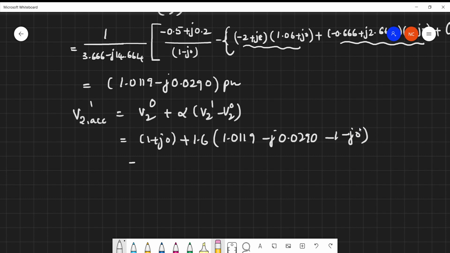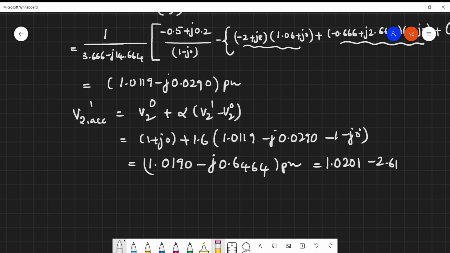Okay, if we do the calculations, we will be getting it as 1.0190 minus j0.0464. If you want to convert this into polar also, you can convert. This value will be 1.0201 at an angle minus 2.61 degrees per unit. In this way, we can find the updated voltage for V2. Now, the K count should be 3.